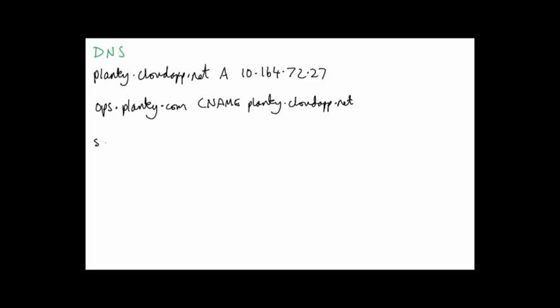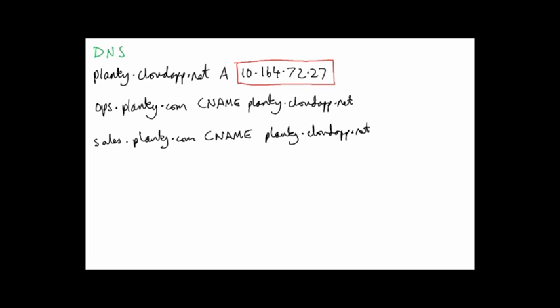And I'm also going to have a site called sales.planky.com. That's also going to be a CNAME record, and that's going to have planky.cloudapp.net. So you can see that at the end of the day, it doesn't matter whether you query for planky.cloudapp.net, ops.planky.com or sales.planky.com, all of them are going to eventually resolve to 10.164.72.27. They're all going to resolve to that address.